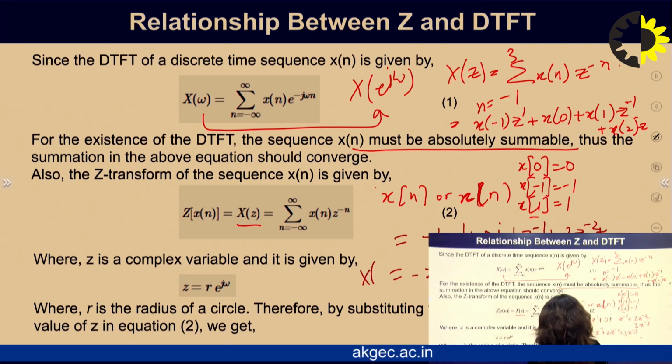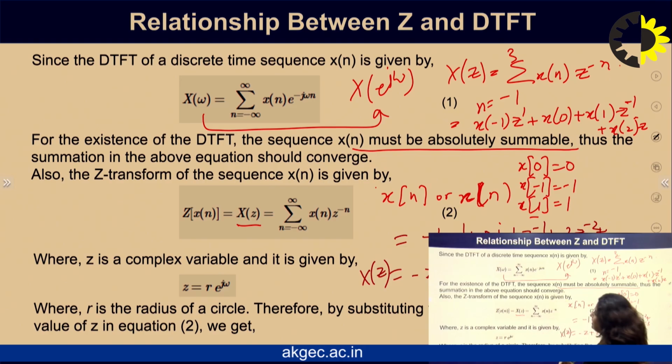This is the value for the sequence, the Z transform for the sequence x[n], which is minus 1, 0, 1, 2, 3.